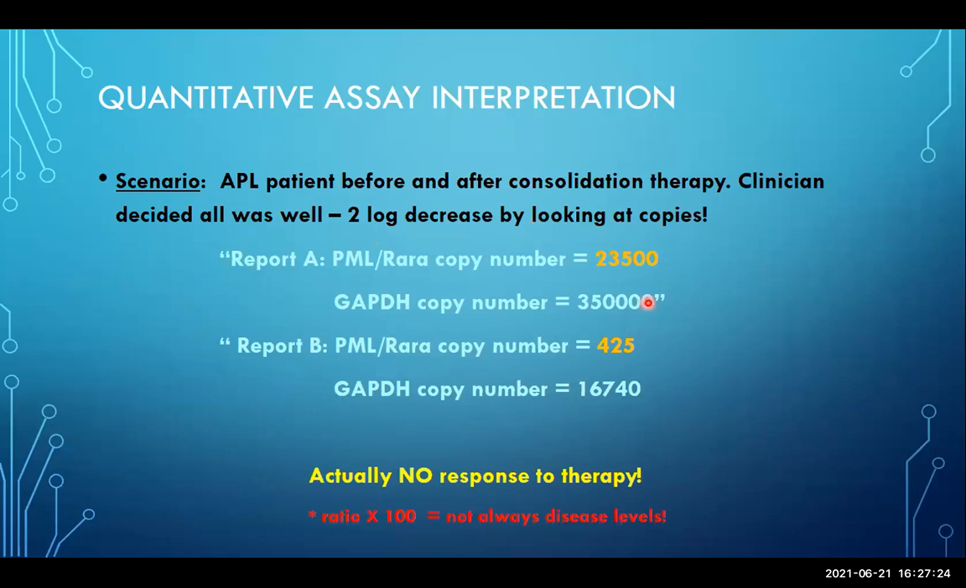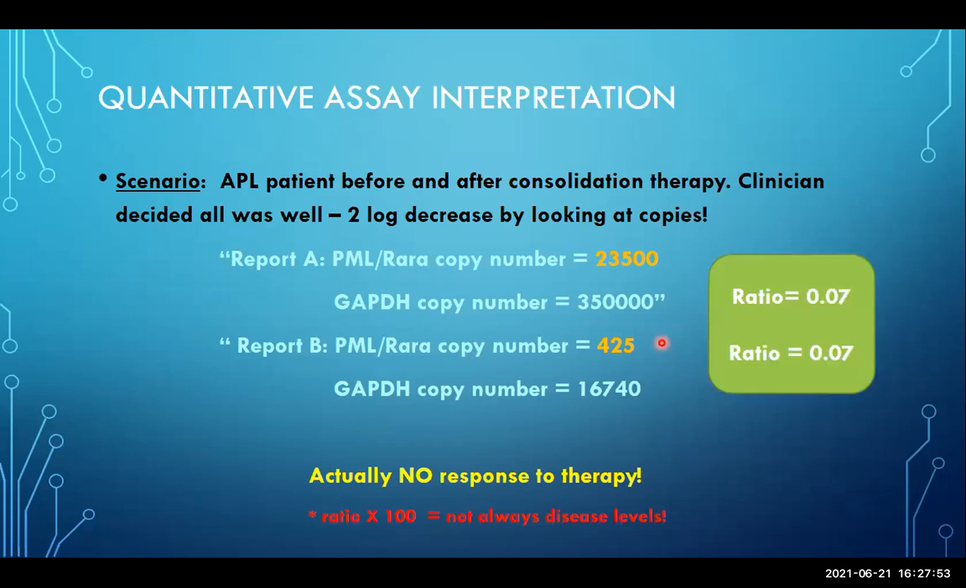But the problem is, you can see here that the actual copy number of the housekeeping gene, which in this case was FD8, which is a horrible housekeeping gene, varied radically. This could have been because the sample was degraded, or the reverse transcription wasn't very good, so the yield was a lot less. Nothing wrong with the actual assay, but the copy numbers are then lower. So when you actually look at the ratio, which is what you want to look at, you'll see that the ratio for both reports is exactly the same. So in other words, there was actually no response to therapy at all.